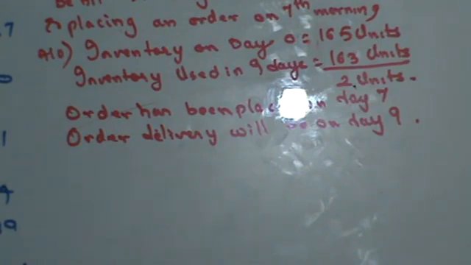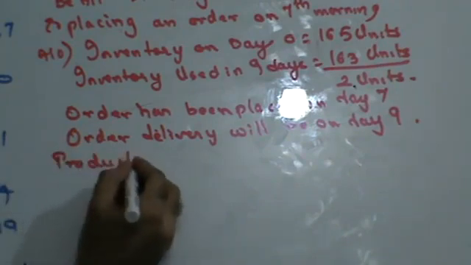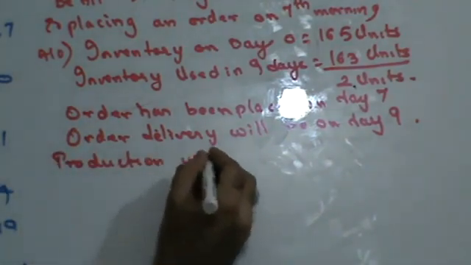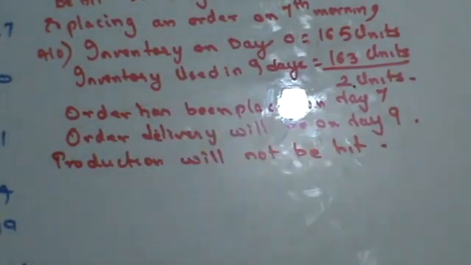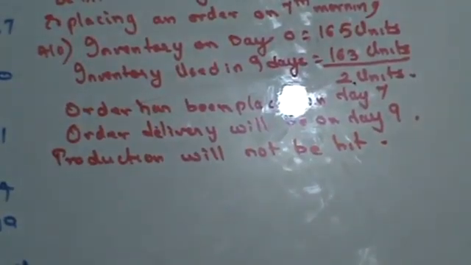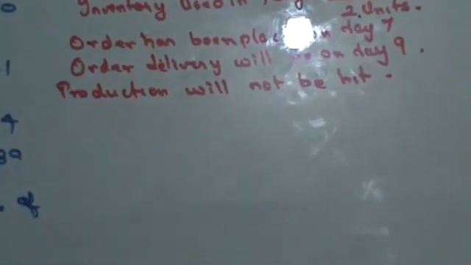So will the production process be hit? No. Production process will not be hit. I have got my units. You have supplied units to me on 9th day and I need them on the 10th day. So 9th day ka units I already have. So I can say production will not be hit, because I need units on the 10th day and you already supplied it to me on the 9th day. Next, let's see the next question.